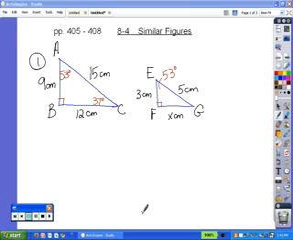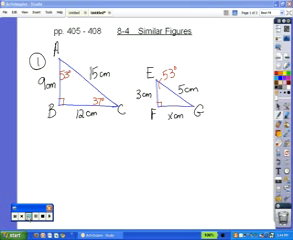To find the missing lengths of sides in similar figures and to find the missing measures of angles, you have to know that similar figures are figures that are the same shape but not the same size, but they're proportionate to one another. And you also have to know about corresponding sides and corresponding angles.